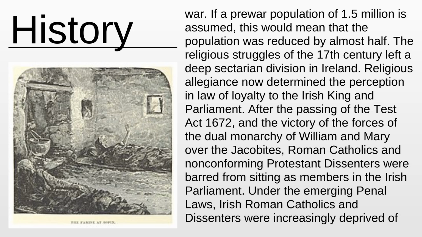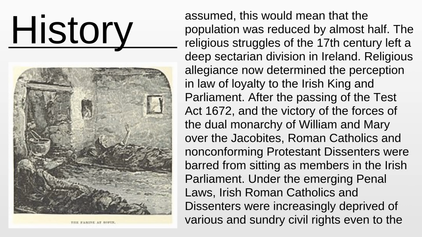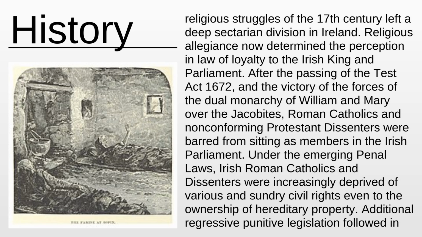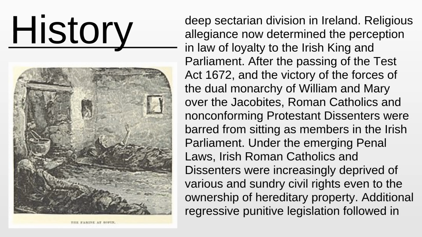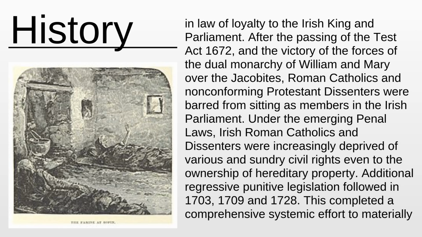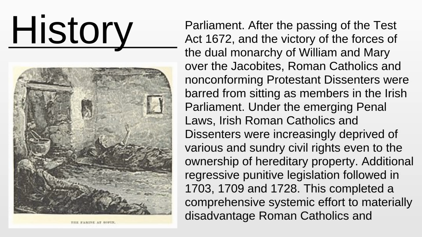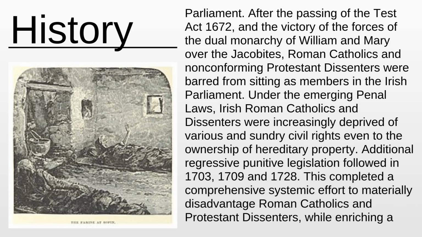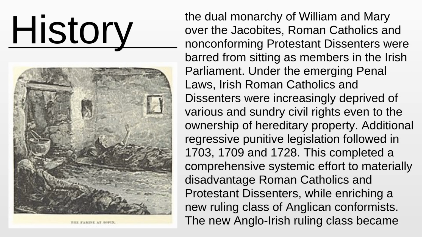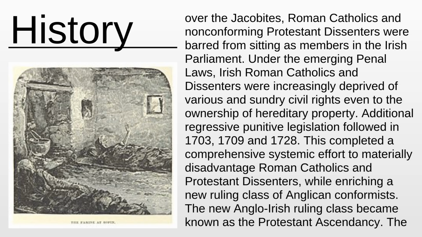The religious struggles of the 17th century left a deep sectarian division in Ireland. Religious allegiance now determined the perception and law of loyalty to the Irish King and Parliament. After the passing of the Test Act in 1672, and the victory of the forces of the dual monarchy of William and Mary over the Jacobites, Roman Catholics and non-conforming Protestant dissenters were barred from sitting as members in the Irish Parliament.